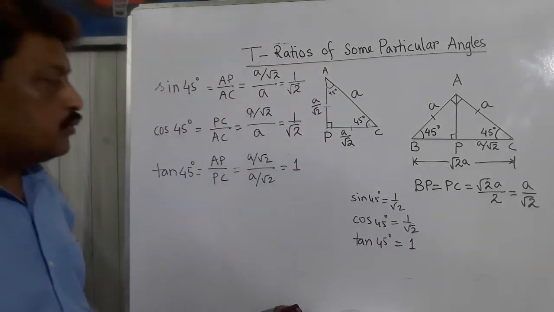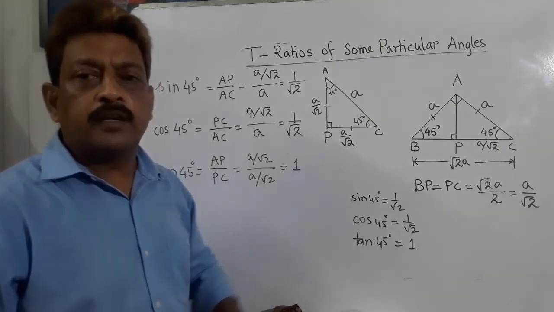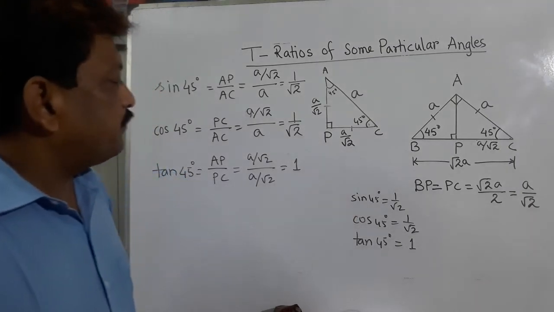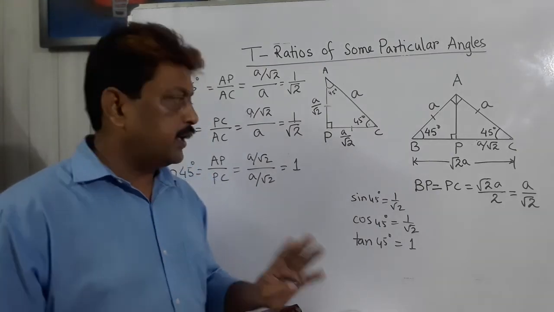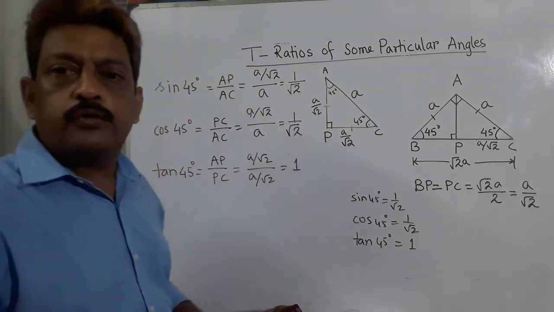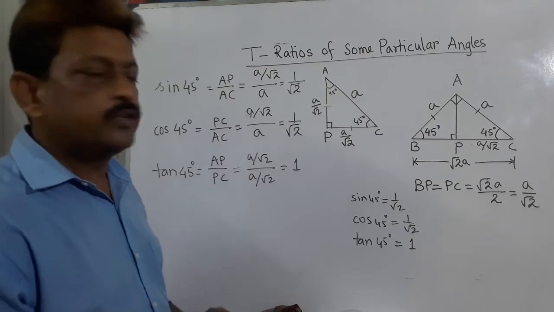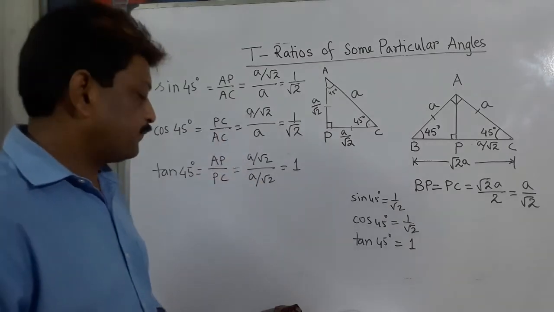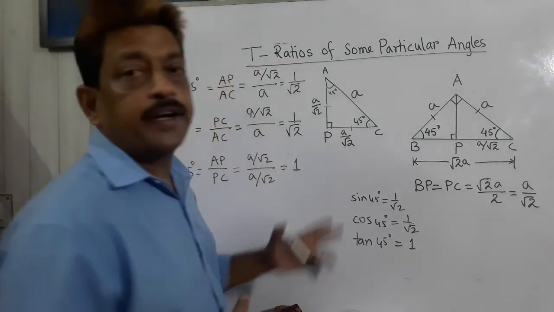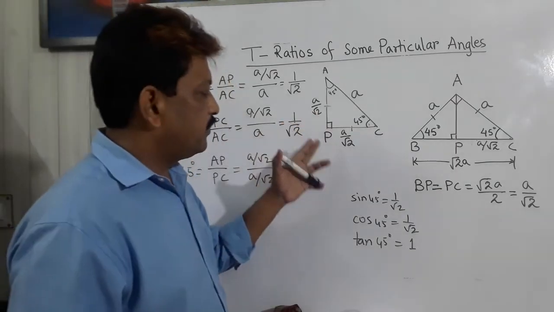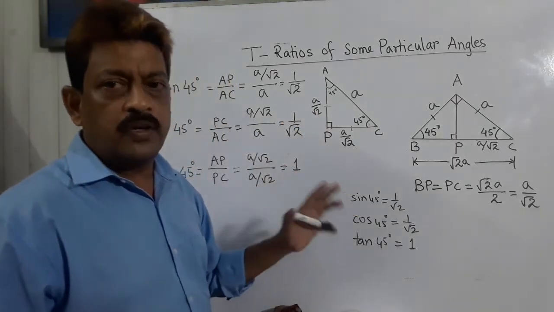Understood? So we have learned how to find the values of sin 45, cos 45 and tan 45. Okay, hope you will be able to do it by yourself next time when you try. Now let us go for finding the values of sin 0, cos 0 and tan 0.